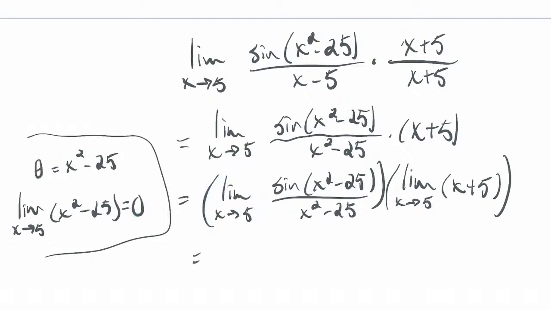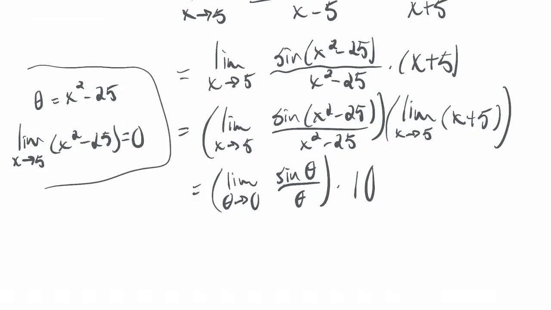So this equals the limit as theta goes to 0, right? That's where theta is going. Theta goes to 0. We just showed that. Sine theta over theta times 10. That one was easy. So now I have 1 times 10, right? Which is, of course, 10.